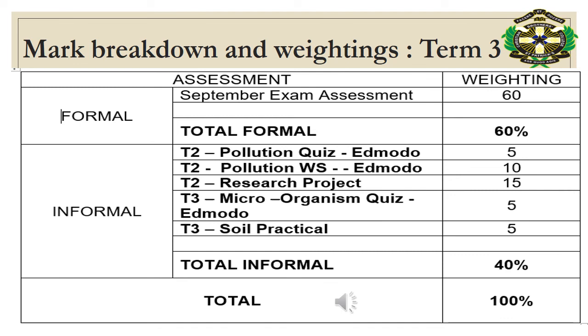Then for term 3, we will do a quiz on Edmodo for microorganisms, and then shortly we will do the soil practical. They don't need to do the practical themselves, but it will be observation of the practical that I will do, or the video, and they will simply then apply the data that is created by the practical on their worksheet.